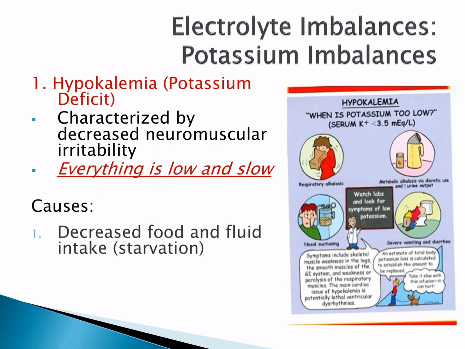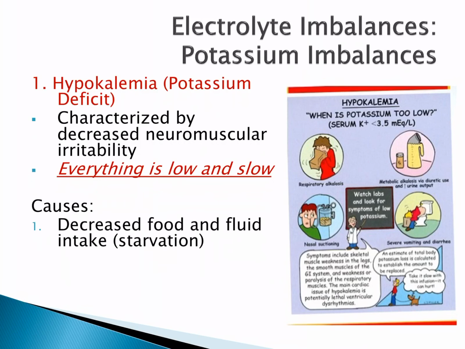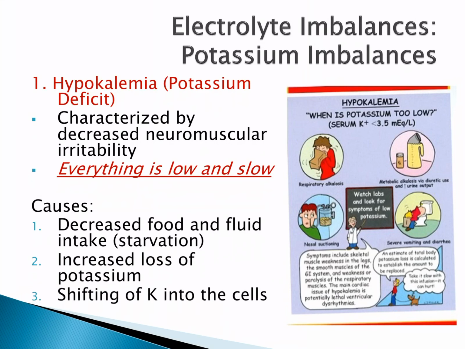So the causes, we have your decreased food and fluid intake. So you starve. There is starvation. Specifically if you lack potassium in the diet. Increased loss of your potassium and shifting of potassium into the cells. So potassium from your blood goes inside the cell. So meaning there is a limited amount of potassium left in your blood vessels because it goes to the cell. So that would be a shifting of potassium into the cell.